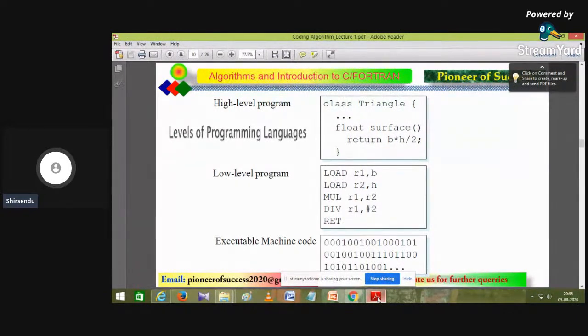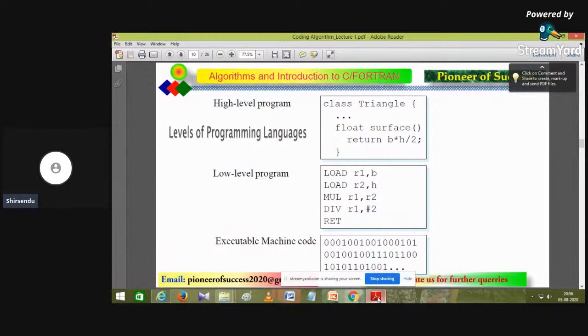So whatever instructions we are giving nowadays are in a high level program. If you see in that high level program, we have defined a class triangle, and we are defining a float surface. A float means that it will take fraction values. In the fraction value, if you see, we have defined a particular program just to calculate half b into h, where b is the base and h is the height of a particular triangle. So it may happen that the calculation will lead to a fraction, and that is why we define the float surface, and it is calculating the surface, and it will give me the value of the surface.